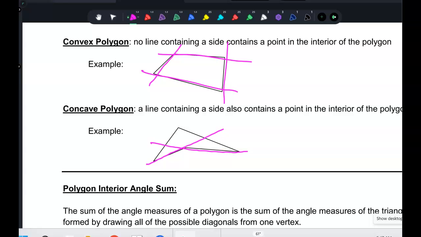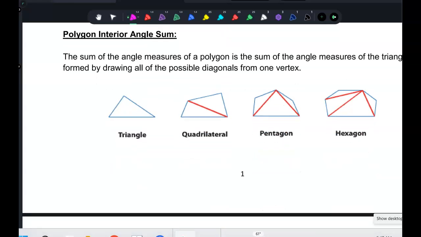Almost everything that we'll work with will be convex. But you still need to be able to tell the difference between the two.